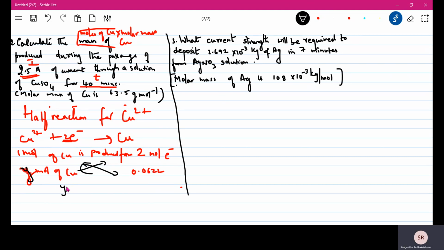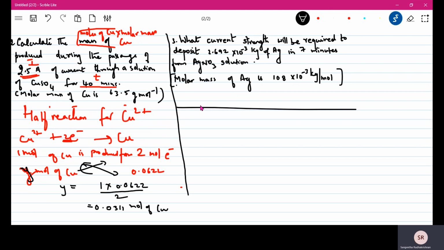So you will get Y is equal to 1 into 0.0622 upon 2. Right? So that will be equal to 0.0311 moles of copper. So now you know how many moles of copper? 0.0311 moles of copper. We want to find the mass of copper. What is the formula? Moles of copper into molar mass.